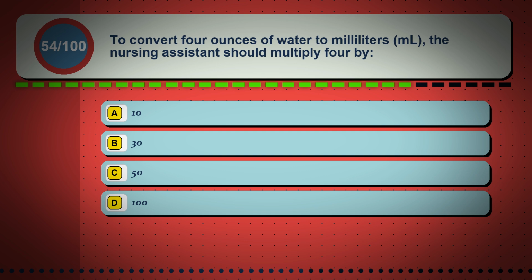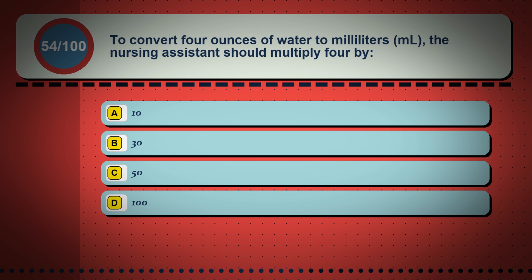Question 54. To convert 4 ounces of water to milliliters, ml, the nursing assistant should multiply 4 by: Option A, 10. Option B, 30. Option C, 50. Option D, 100.